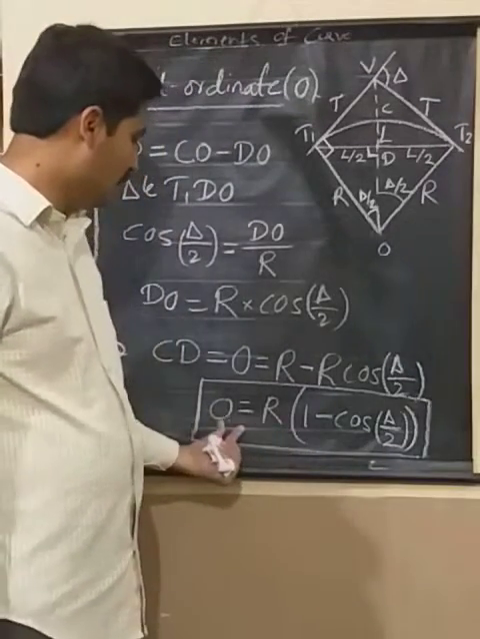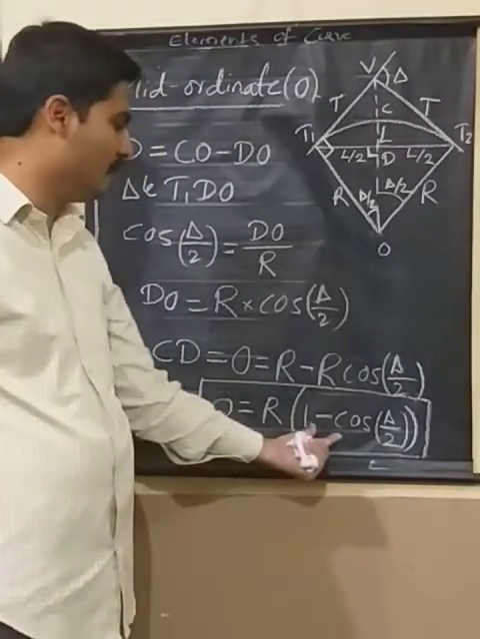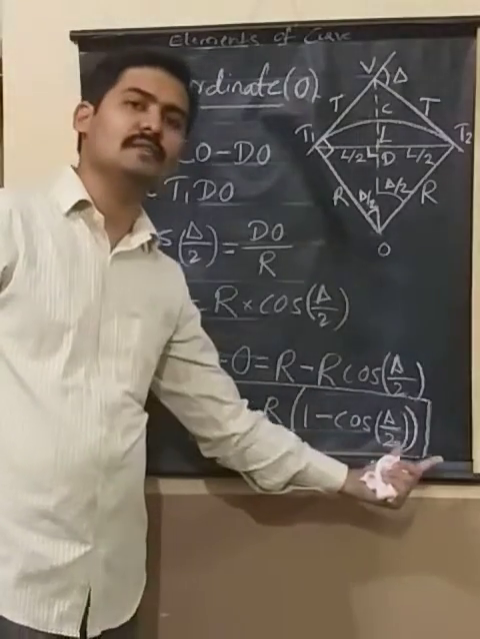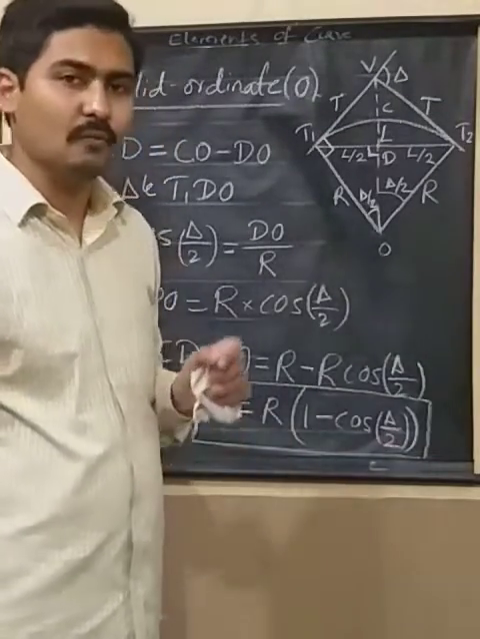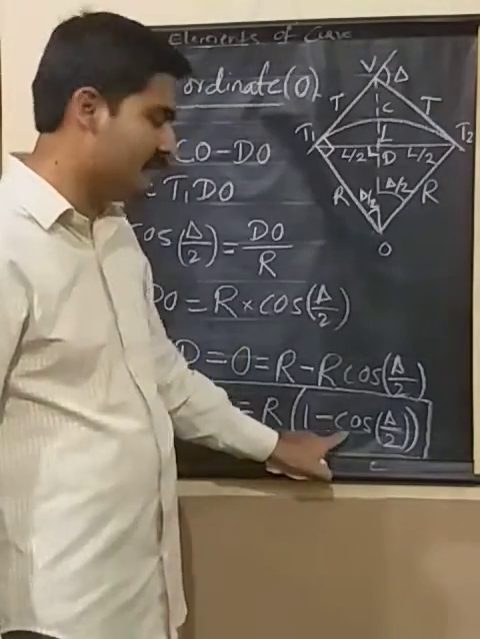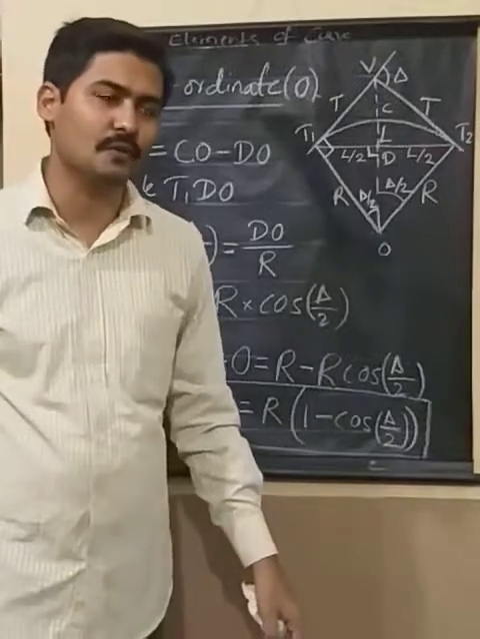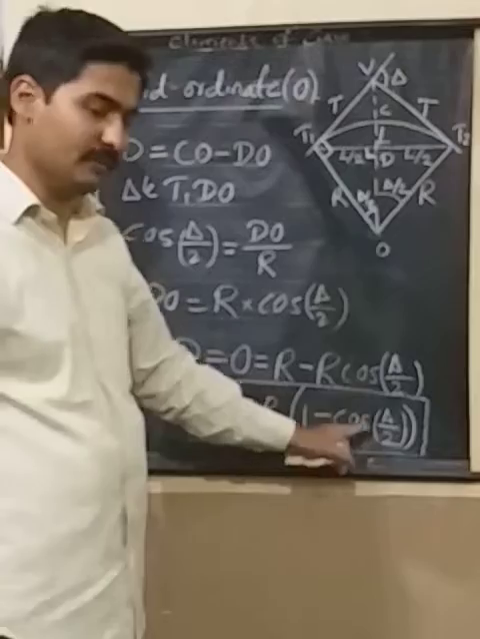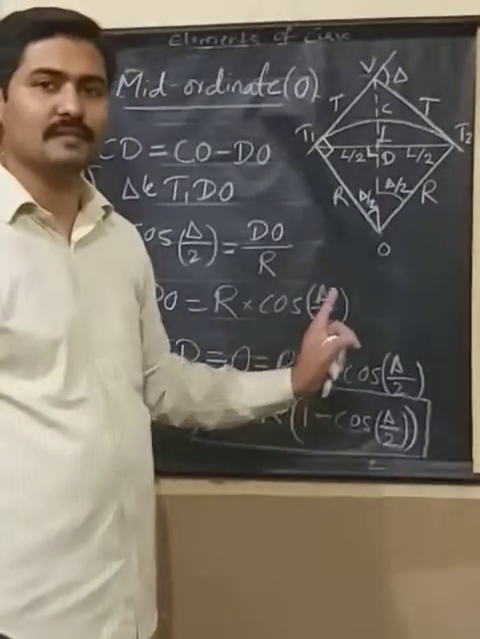So mid ordinate is equal to R into 1 minus cos delta by 2. 1 minus cos delta by 2 is also called the versine of the curve. I repeat, 1 minus cos delta by 2 is also called the versine of the curve. That is R into versine of the curve.